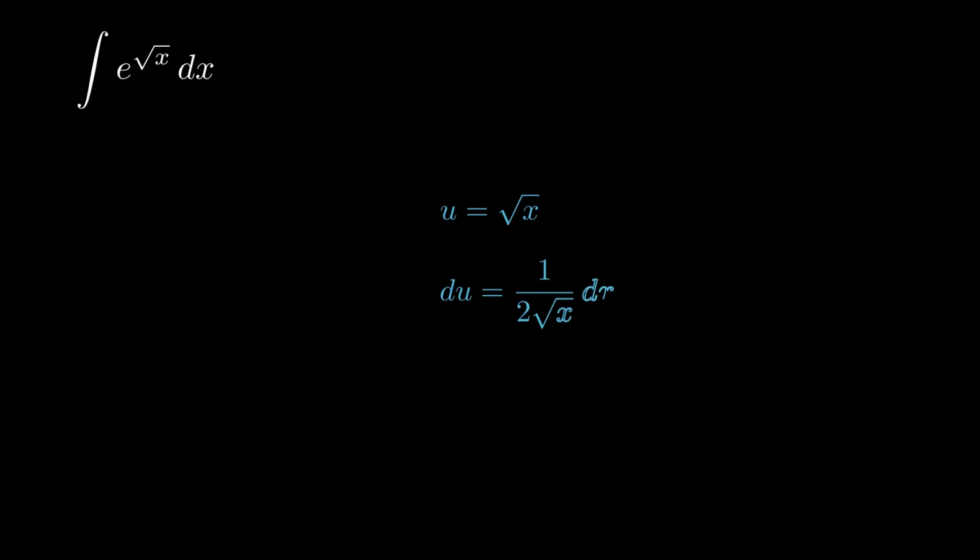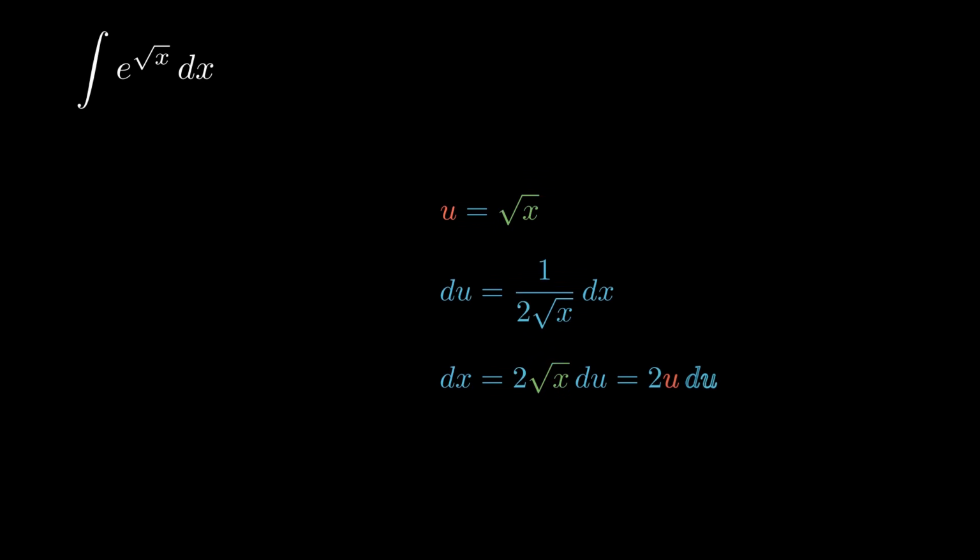This results in du equals 1 over 2 square root of x dx. This in itself isn't very useful since we don't have a square root of x term in the denominator of the integrand, but what we can do is isolate the dx term. If we multiply both sides of the equation by 2 square root of x, we get the equation dx equals 2 square root of x du.